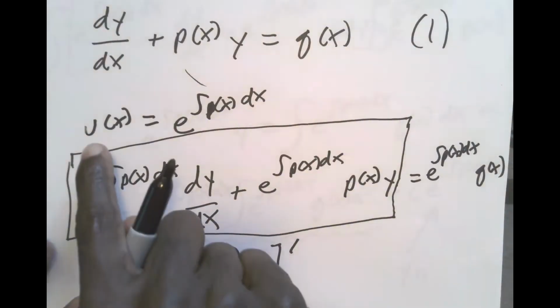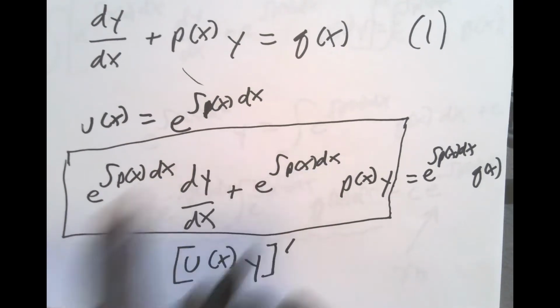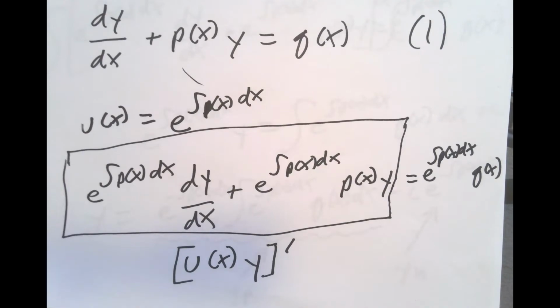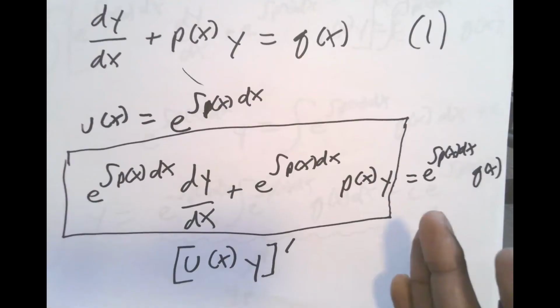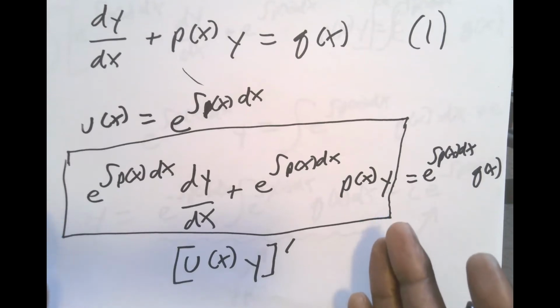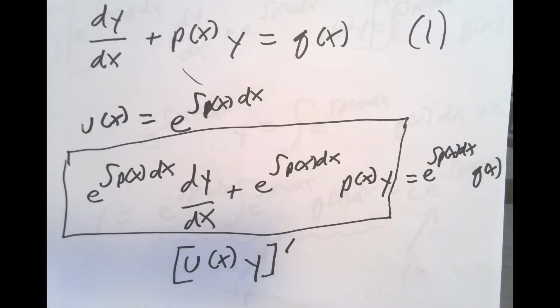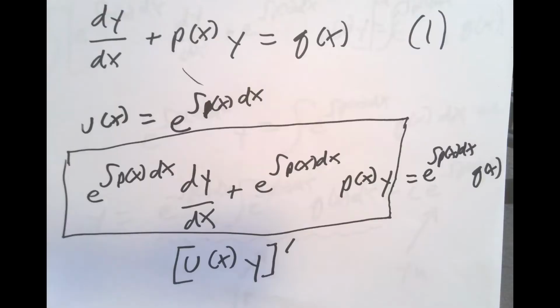Again, the key thing in this process is understanding that the integrating factor is e to the integral of p of x dx. We're going to multiply everything in the equation by the integrating factor. When we do that, the stuff on the left is just the derivative of the integrating factor times y. So when we integrate, we just get the integrating factor times y. That's the important part to really remember.